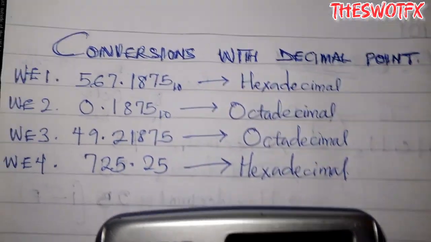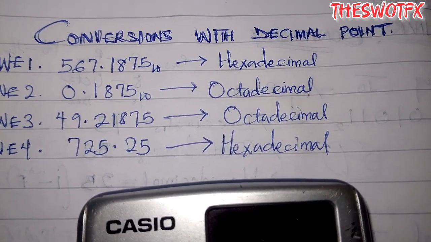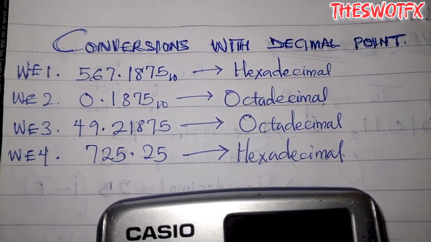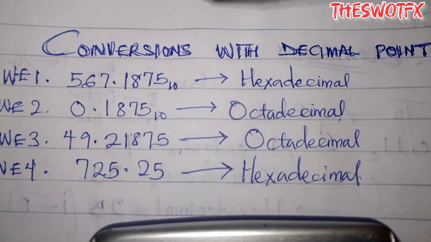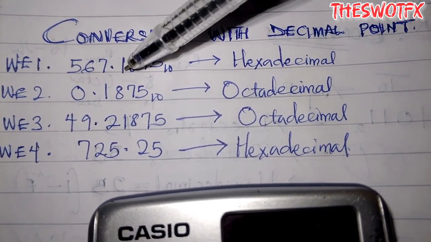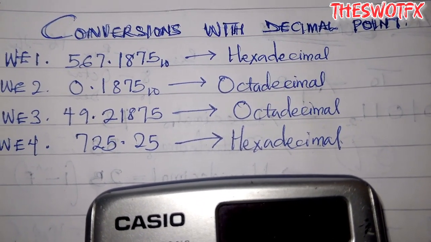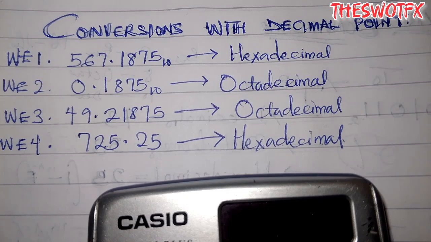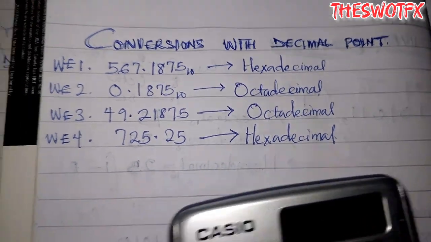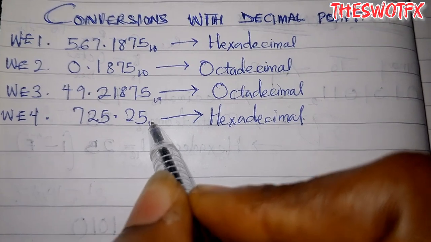It's another episode, and this is concerning the decimal point in the number system. So how do you convert questions having decimal points in number system? What you just need to do is very, very easy. First of all, these are in base 10.